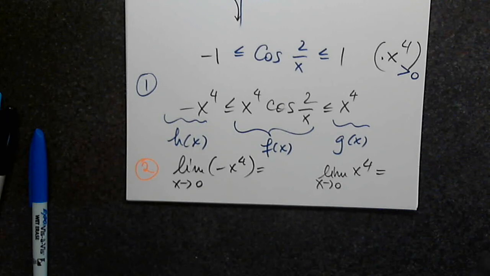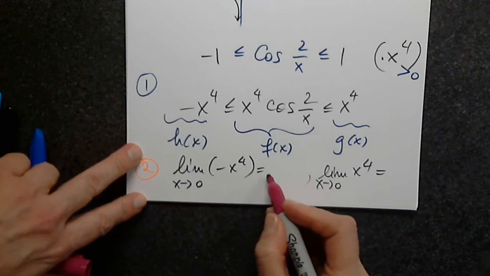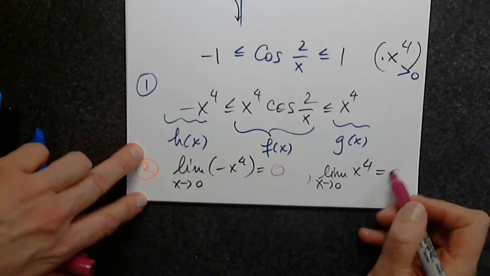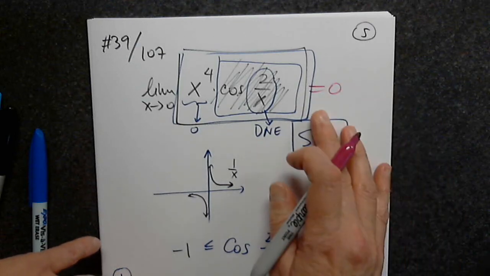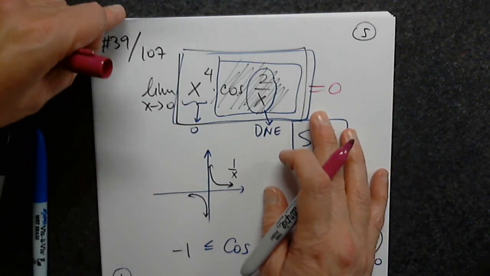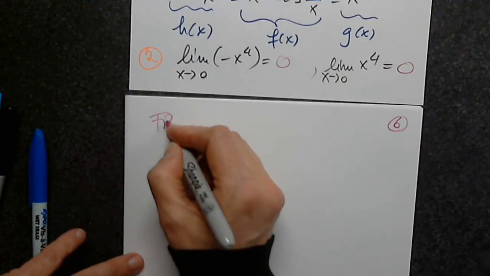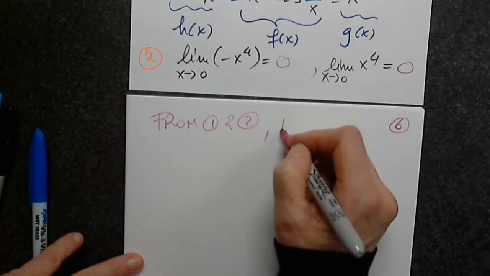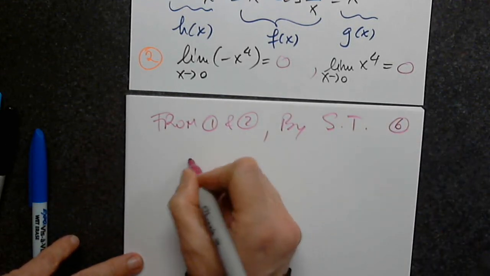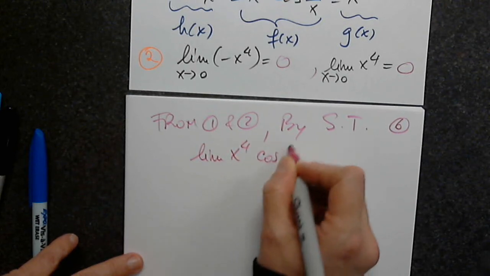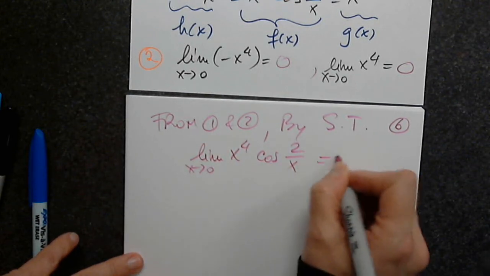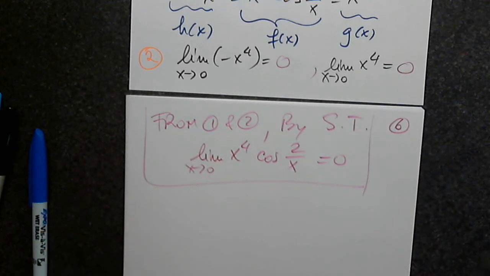By no other method, no factoring, no rationalizing, no nothing, just the squeeze theorem. No other method works here. So then, what is this limit? What is this limit? So therefore, this is 0, but I have to write why. So I will write from 1 and 2 by the squeeze theorem, limit of x to the fourth cosine 2 over x as x approaches 0 from either side is then definitely 0.